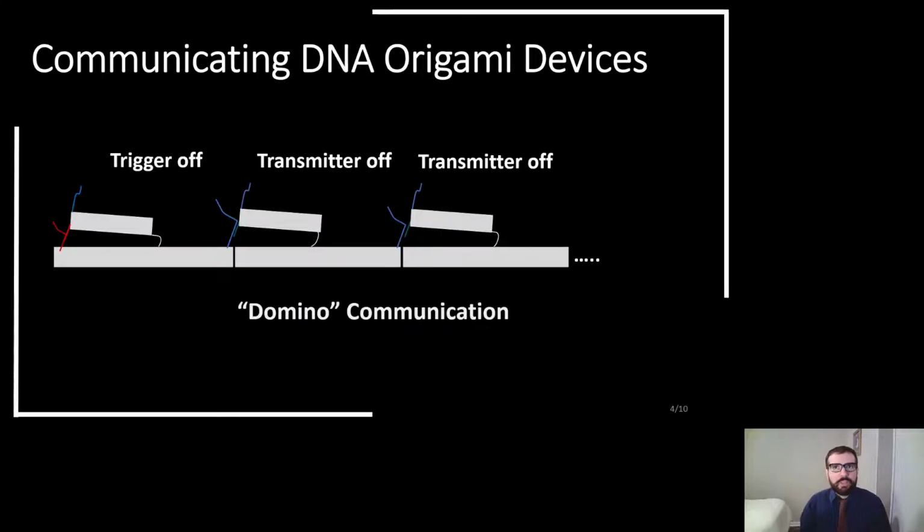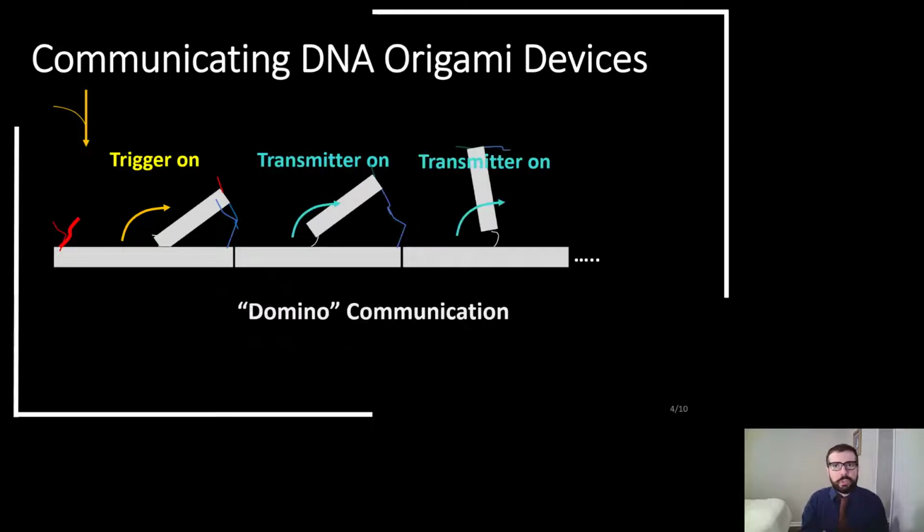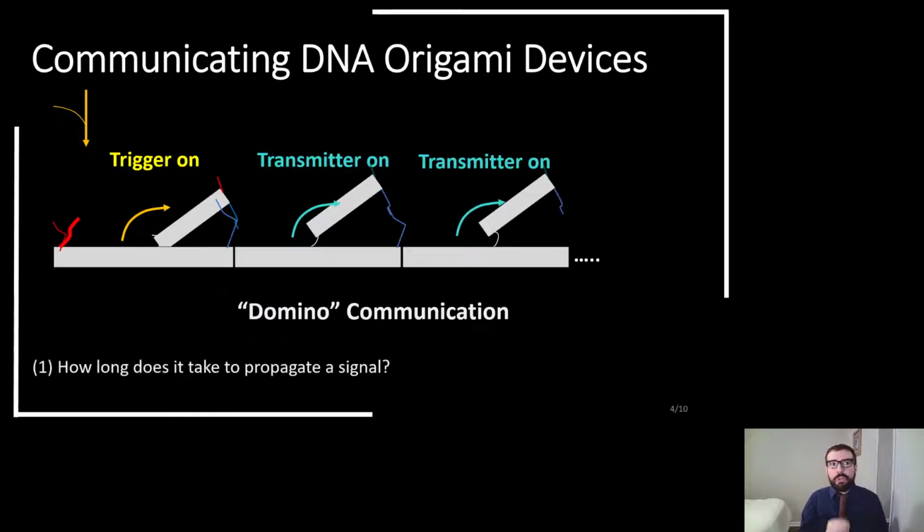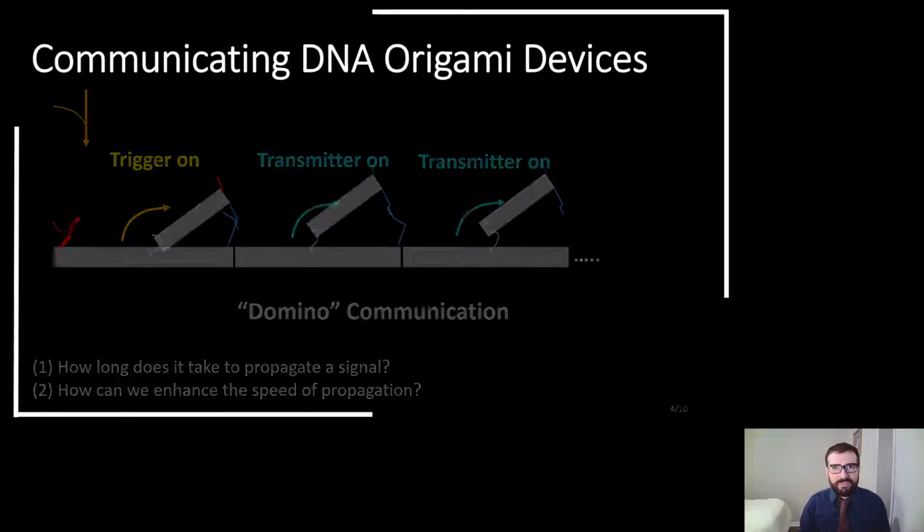So probably the easiest example to study from a fundamental perspective is that of communication in DNA origami devices. Let's say we trigger a conformational change in one part of a DNA origami designed to set off a domino effect. And we do this, for example, by having our trigger molecule respond to a binding reaction. What we want to know is how long will it take to propagate a response to a stimulus, to propagate the signal, and how can we optimize our design to enhance the speed of propagation.